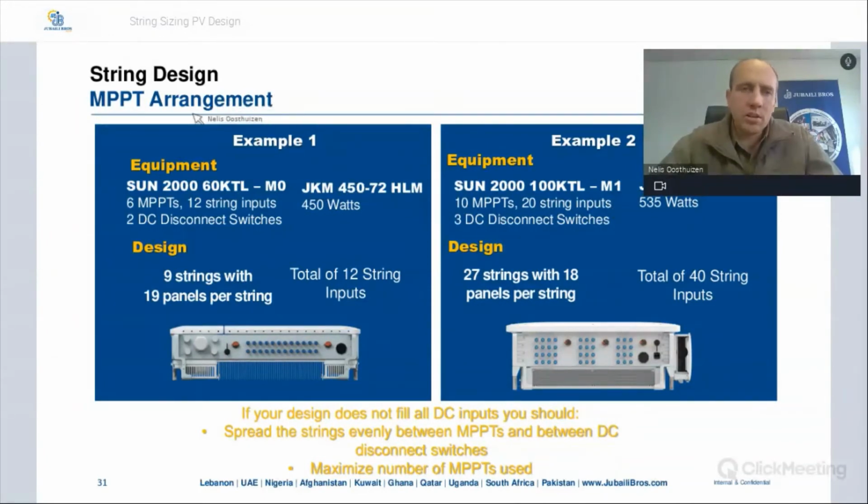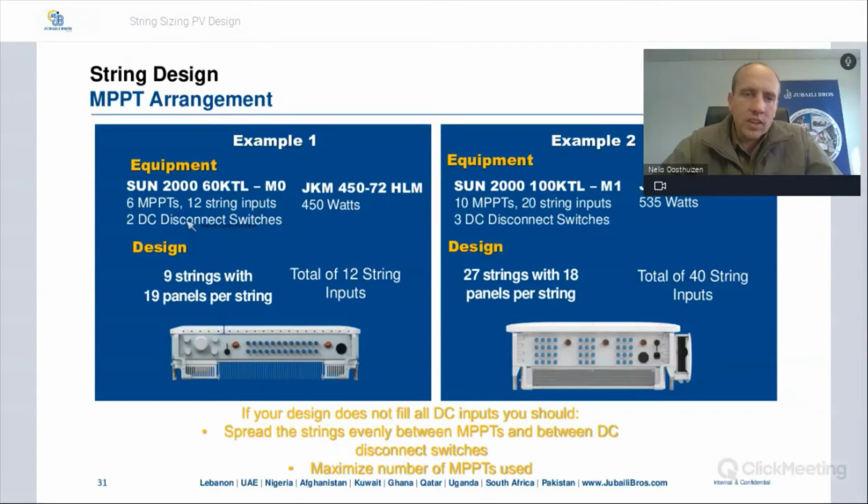So continuing now, we're talking about MPPT arrangement. So example 1, example 2, those are the 2 inputs that we've already done our calculations on. So it says 9 strings with 19 panels per string. So we're using 9 out of 12, and in this one we're using 27 out of the 40 strings. So if your design does not fill all these inputs, you should spread the strings evenly between MPPTs and between DC disconnect switches, and then maximize the number of MPPTs used.